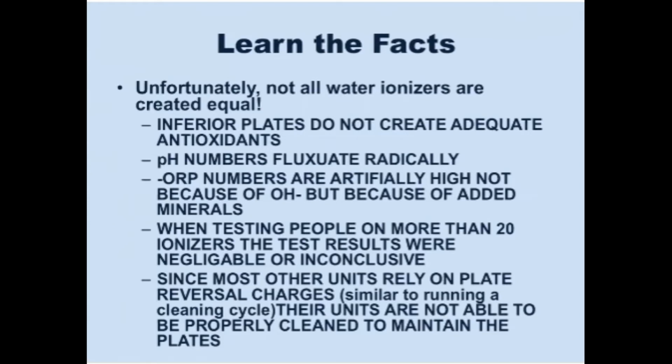But here's what I want you to know that came about as a part of that testing: inferior plates do not create adequate antioxidants. There's a lot of reasons for that. The inferior plates will never be equal to what an Enagic has in its units. The pH numbers also fluctuate pretty radically. And we'll get to the reason why a little later.